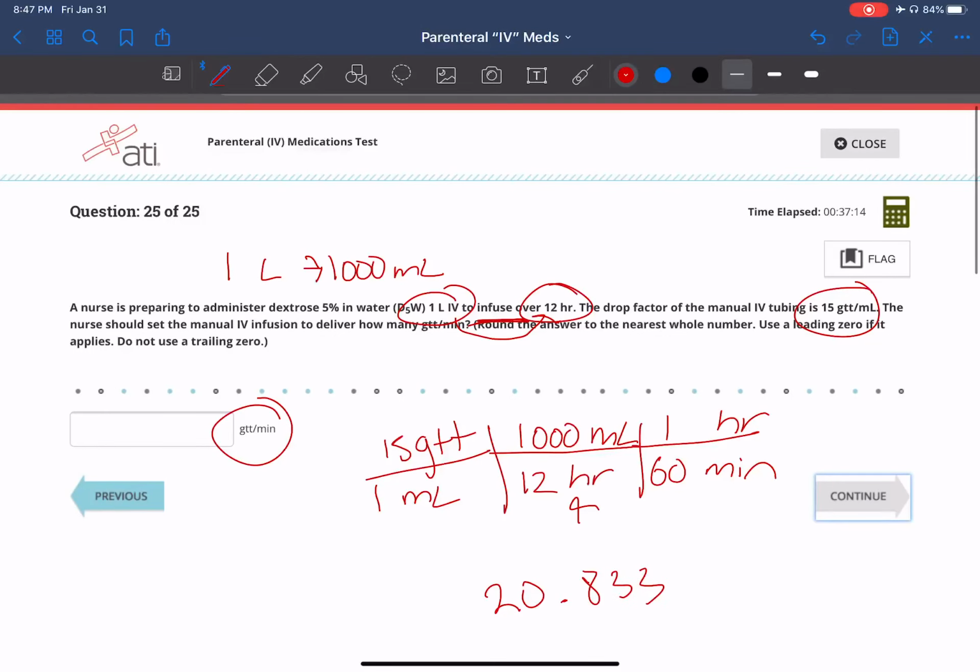20.83. And that's a weird number, so I'm going to work through it one more time. 15 times 1,000 times 1 divided by 1 divided by 12 divided by 60. Yeah, and I got the same answer. So they were asking for the nearest whole number. So you can round that 8. Let's round that to a 21. And that is the answer.